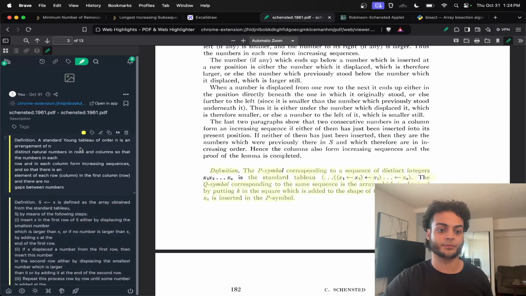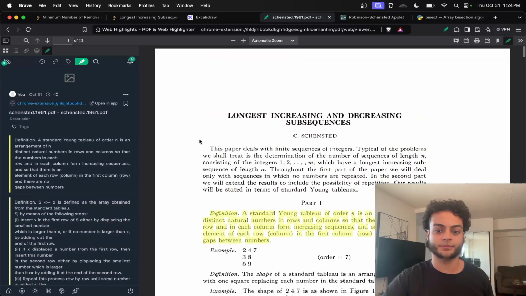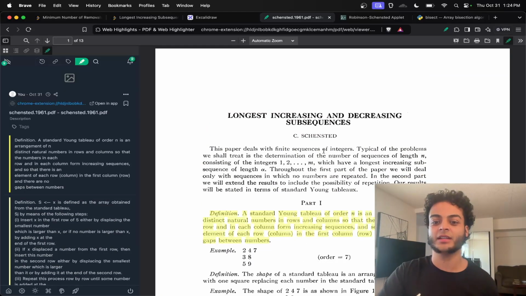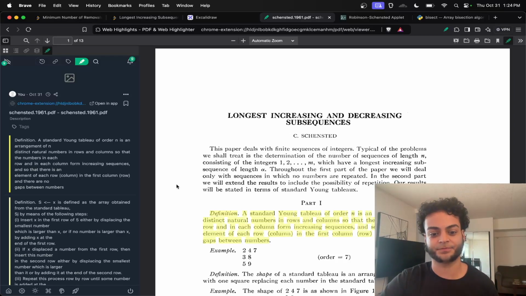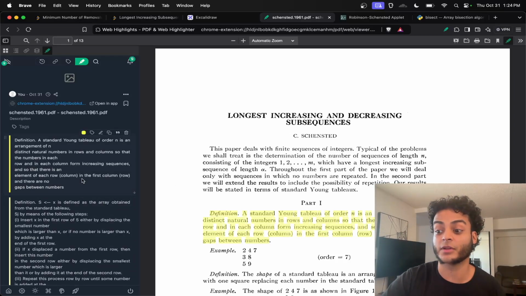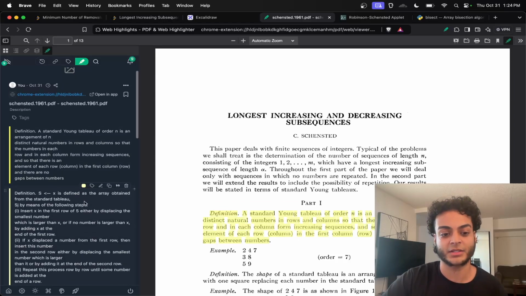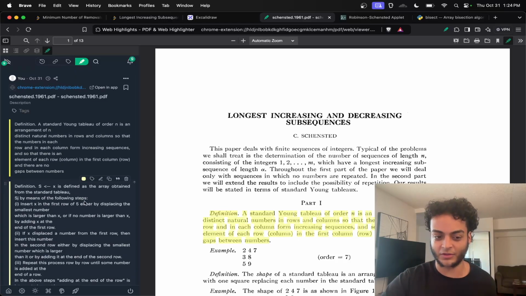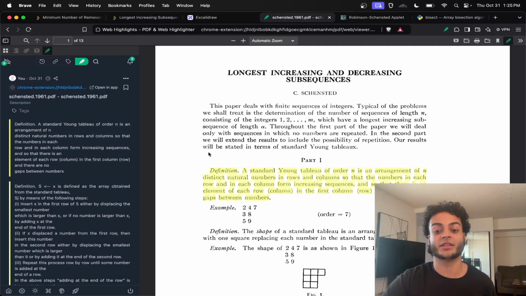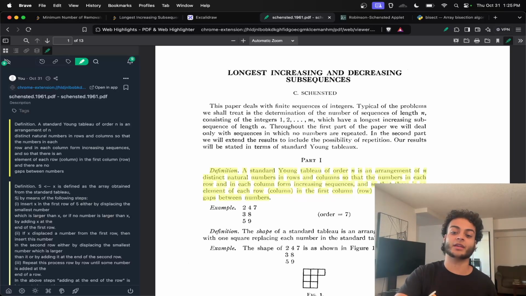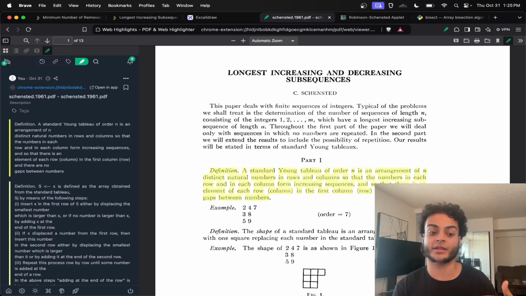So this paper is called Longest Increasing and Decreasing Subsequences. It was written by Schensted and published in 1961. I highlighted some things here for us to look at because it'll help us find a faster solution for our longest increasing subsequence. So the first thing to look at here is just, what is a Young tableau? It's a structure we're going to be looking at and studying to help us form longest increasing subsequences.